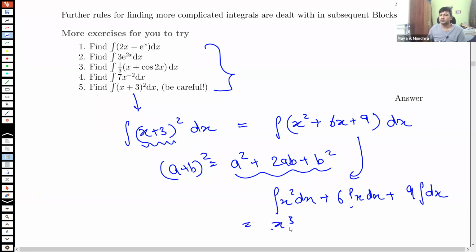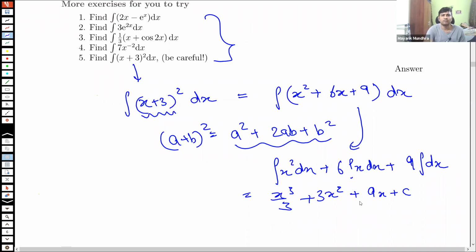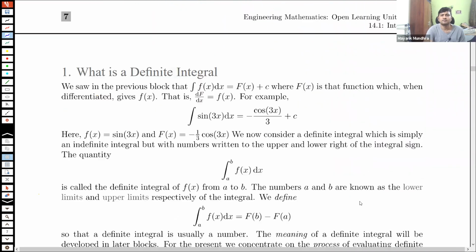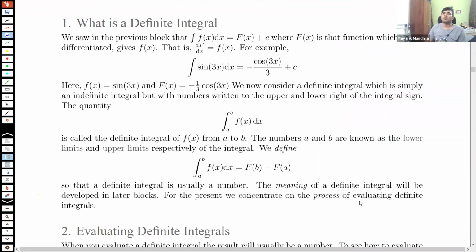So this will be x cubed by 3 plus, sorry, 3x square plus 9x plus c. So this was the story of indefinite integral.